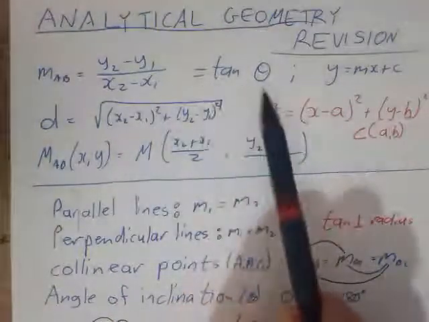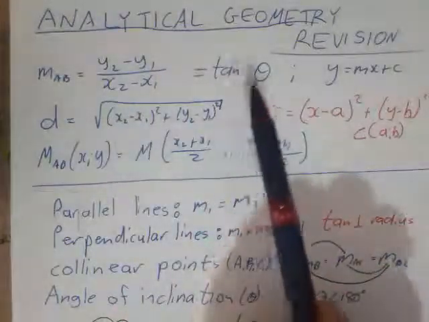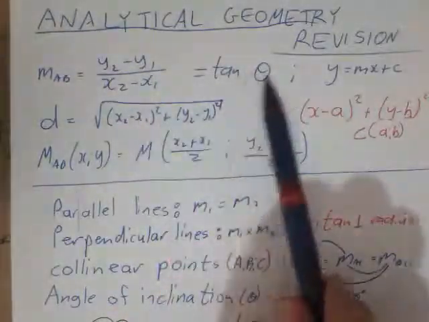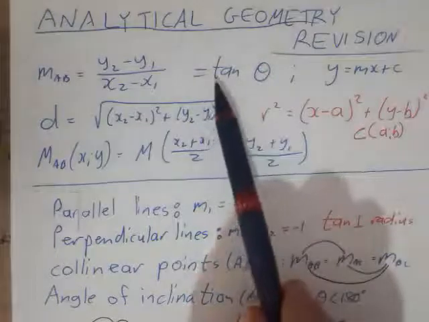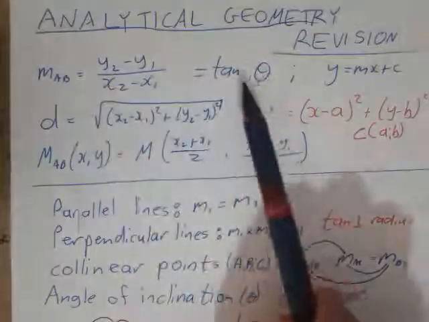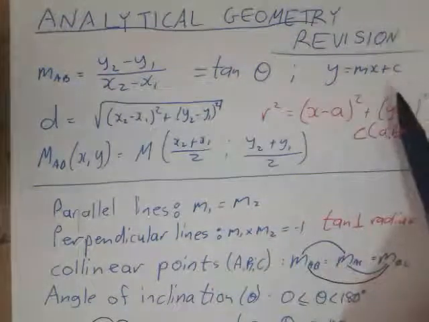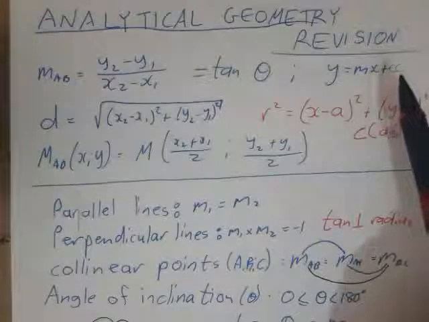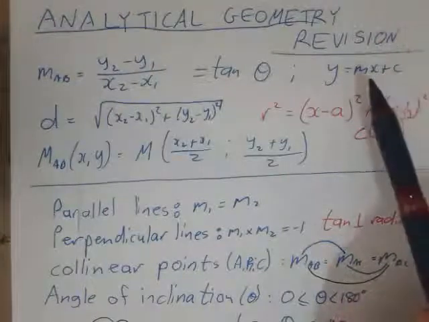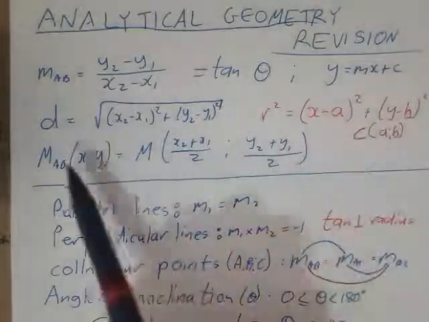In grade 11, you learned that the angle that the line would make with the positive x-axis, theta, will be represented by the gradient is equal to tan of that angle, theta. Then we know the equation of a straight line, y equal to mx plus c, with m the gradient and c the y-intercept.